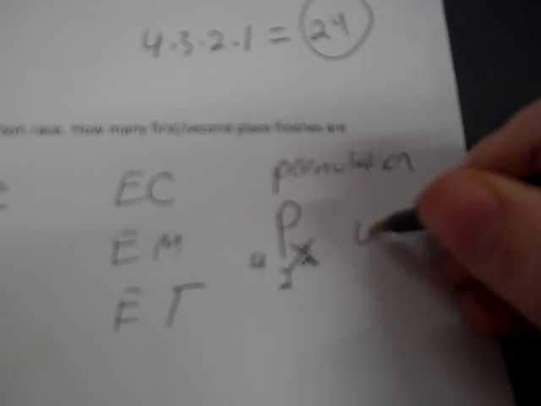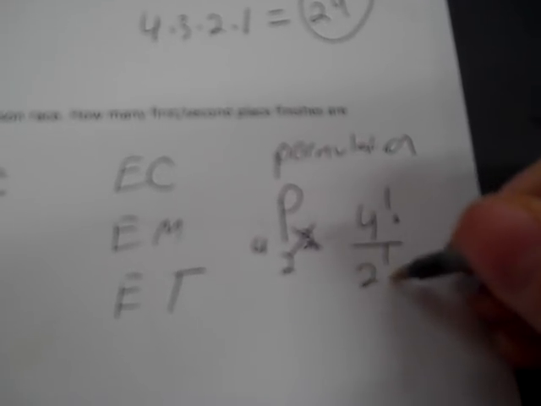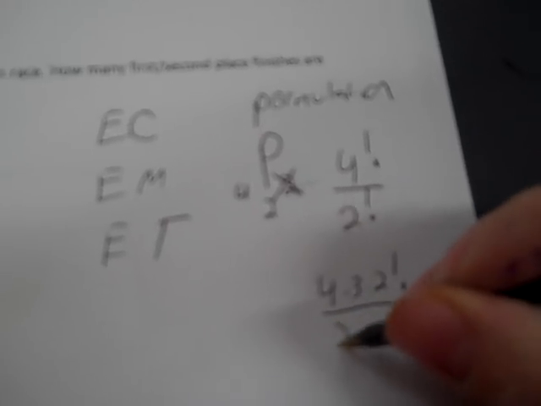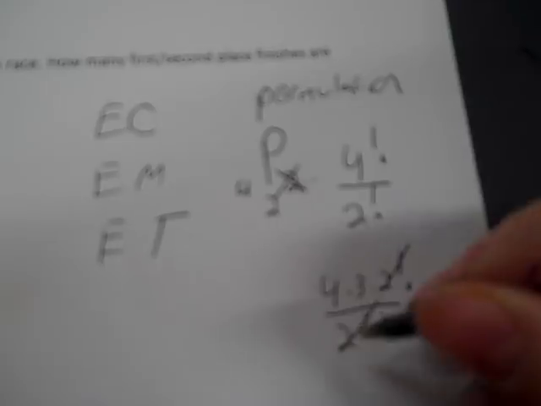So what I do is I write 4 factorial, but I'm going to divide it by 2 factorial. So I take 4 times 3 times 2 and stop, because you're going to divide out the 2 factorial, because that's on the bottom here. And 4 times 3 is 12. Okay, just what I got.